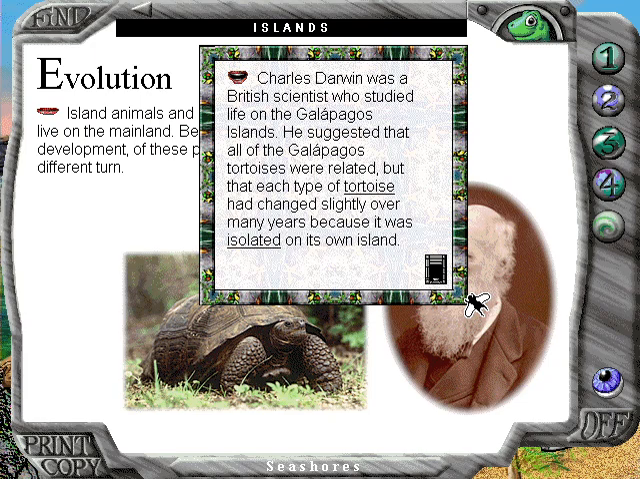Charles Darwin was a British scientist who studied life on the Galapagos Islands. He suggested that all the Galapagos tortoises were related, but that each type of tortoise had changed slightly over many years because it was isolated on its own island.